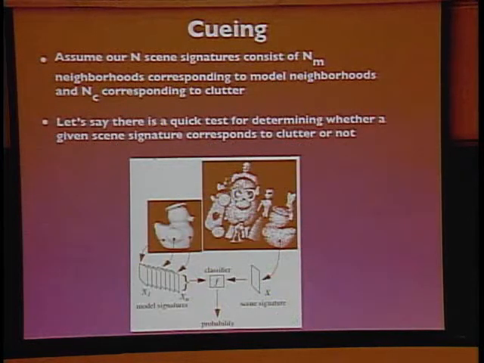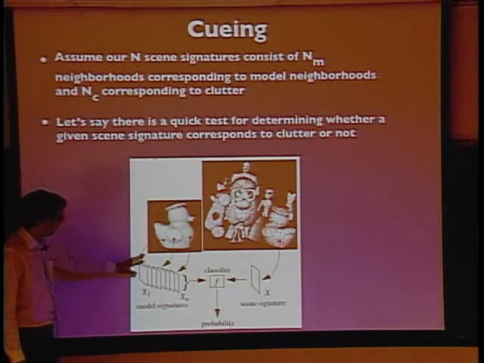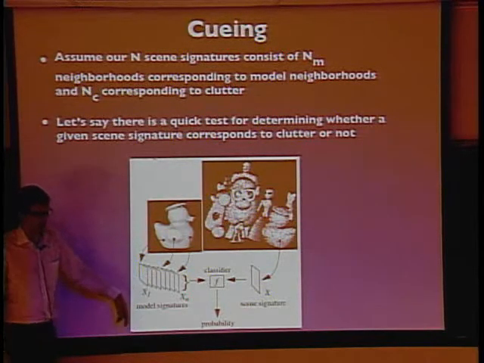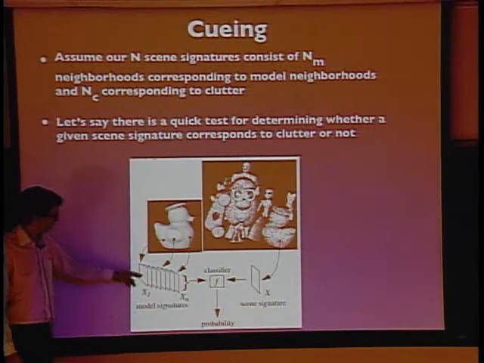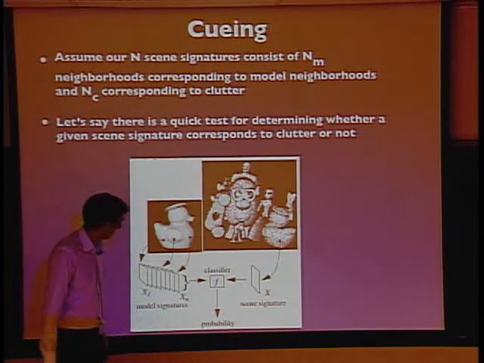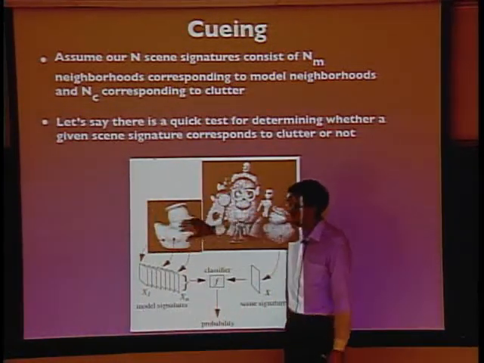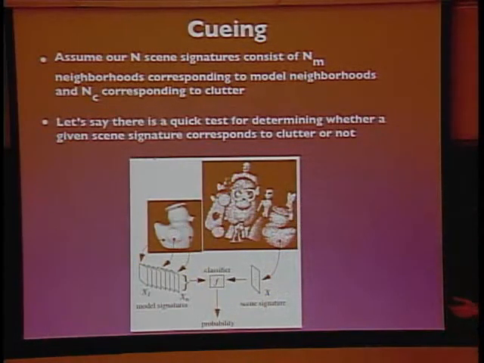So the way queuing works is basically that we start with our set of object models in our library, and we calculate the set of signatures from those models. Each model signature, each spin image or shape histogram or whatever you want, is represented by something that looks like a sheet of paper. So let's say we have a big pile of those from our rubber ducky and from our Mr. Potato Head and from all of our other objects in our object library.